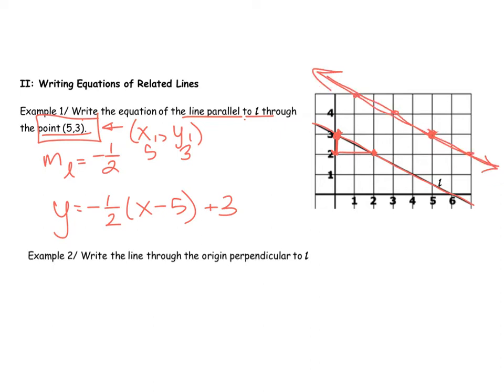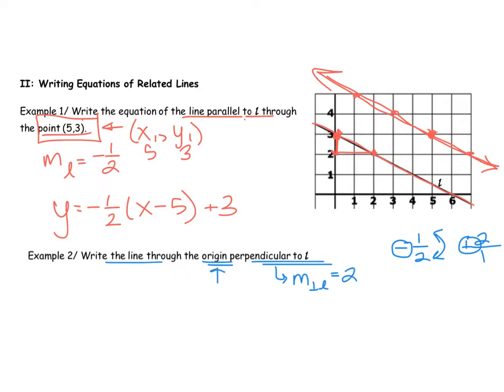Next, we're going to write an equation of a line through the origin perpendicular to L. Remember, perpendicular means that I want the opposite reciprocal slope to the slope of L. So I'm going to take the negative 1/2. I'm going to switch the numerator and the denominator, and I'm going to change the sign from negative to positive. So my slope is going to be positive 2 wholes, or just positive 2.